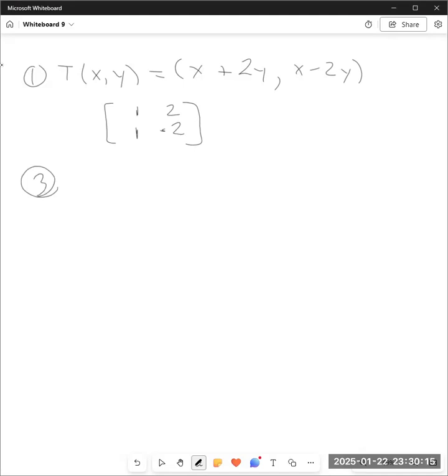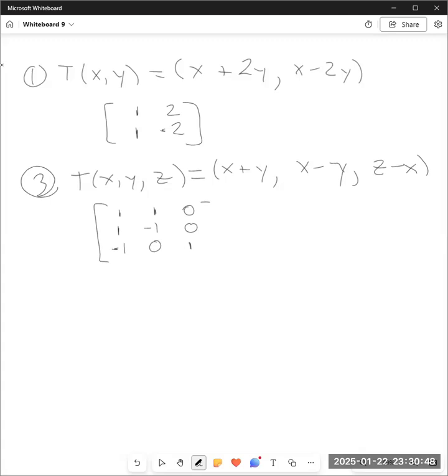Just that easy. Number 3 says T of x, y, z is equal to x plus y, x minus y, z minus x. Be careful with this one. We still need to keep our columns in order, or our variables in order here. So I have 1x, 1y, and 0 z's. I have 1x, negative 1y, and 0 z's. And I have a negative 1x, 0y, and 1z. Don't get confused by the way that they wrote these. X's before y's before z's. Keep all of your x's in one column, all of your y's in another column, all of your z's in another column. Okay.